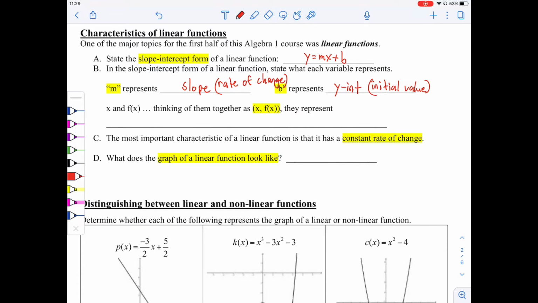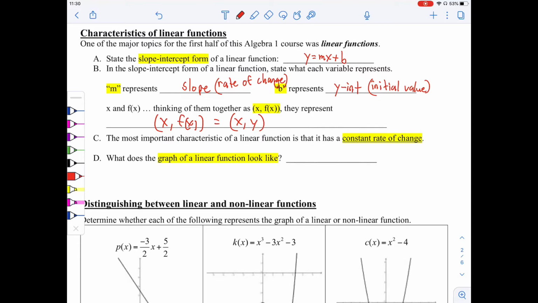Right, so f and f of x, thinking of them together as x, f of x, they represent a function. So x, f of x is the same as saying xy, right? Because f of x is just your y, same thing.